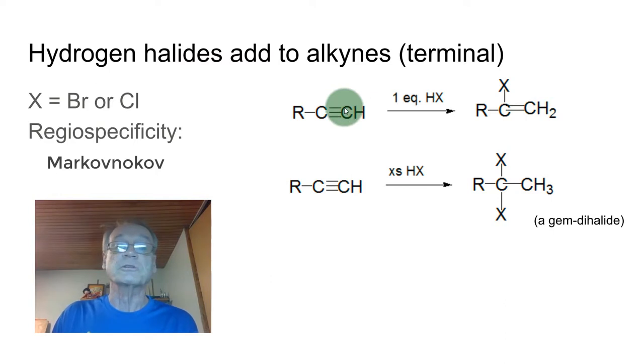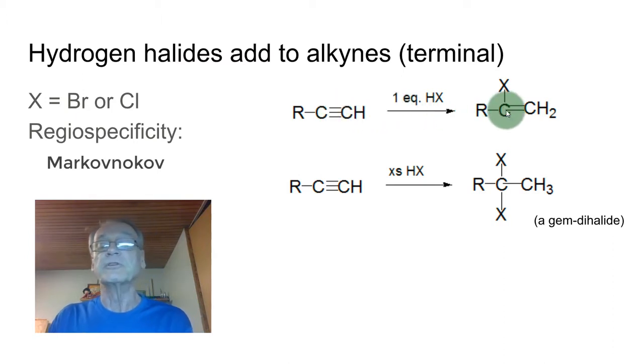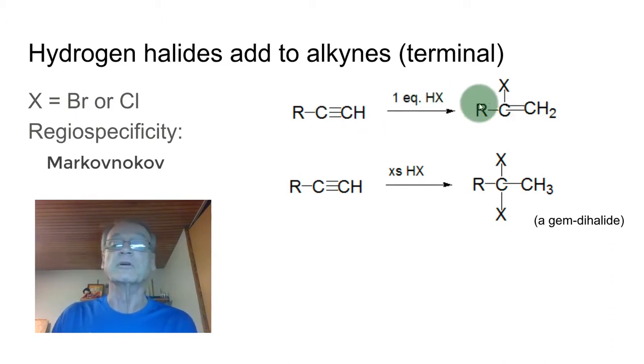Again, this reaction is really just like addition of HX to alkenes, but in that case you'd be starting with a double bond and going to a single bond. Here we're starting with a triple bond and going to a double bond. Now one thing to notice here is that the regiospecificity is Markovnikov, which means the hydrogen ends up attaching to the carbon that already has the most hydrogens.